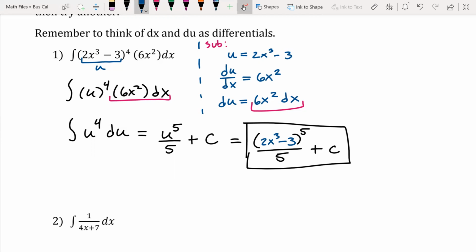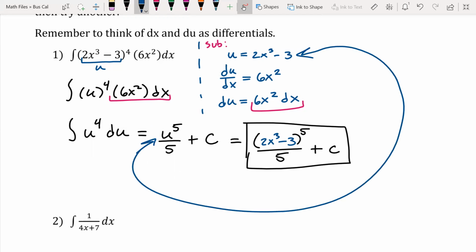Okay. So once you get the antiderivative, you have to make one more substitution. We have to plug in for u. So remember that u, we made a substitution for up here. So u was originally 2x cubed minus 3. So that's what gets plugged right in there for u. And that's it.